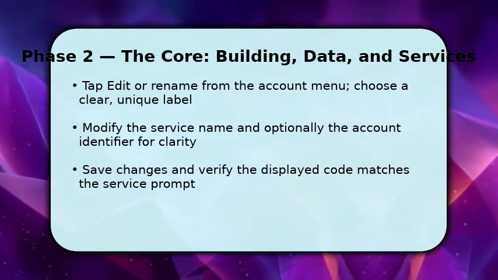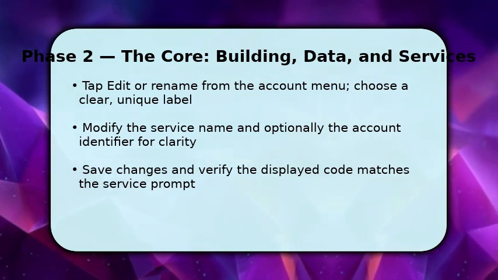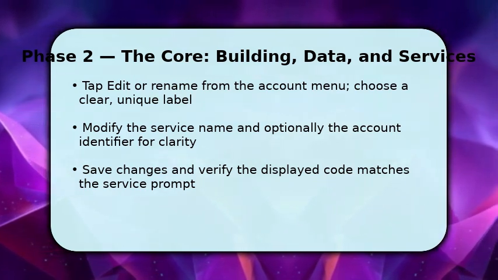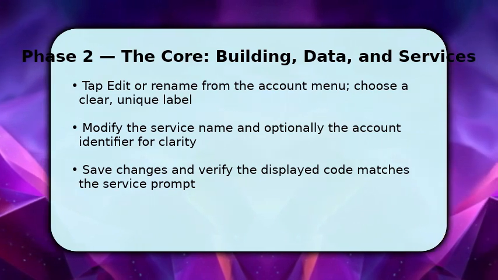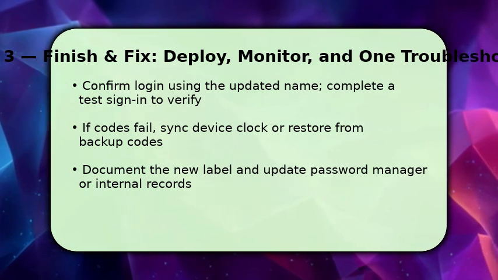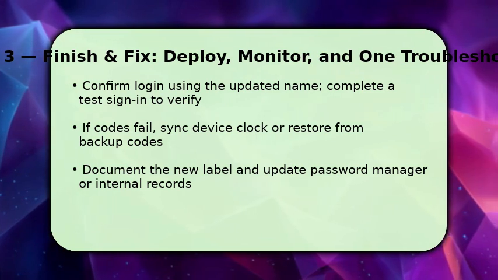Then tap Save. Make sure the time-based code shown still refreshes every 30 seconds and matches any verification request from the service. If the code is wrong, check device clock sync before proceeding. Finally, verify the change by performing a sign-in with the renamed entry. This confirms you updated the correct token.